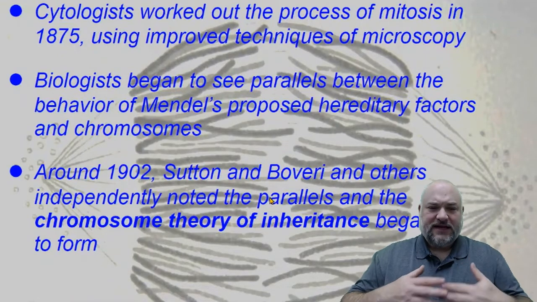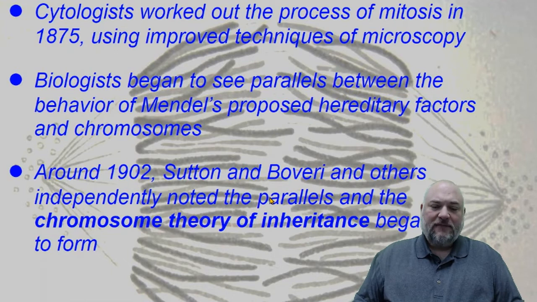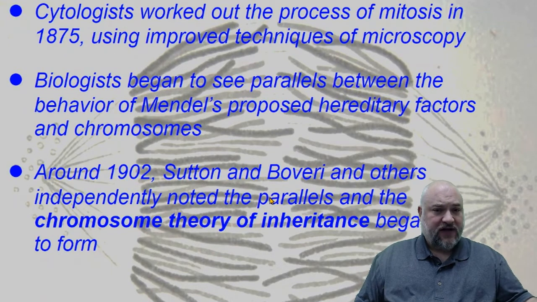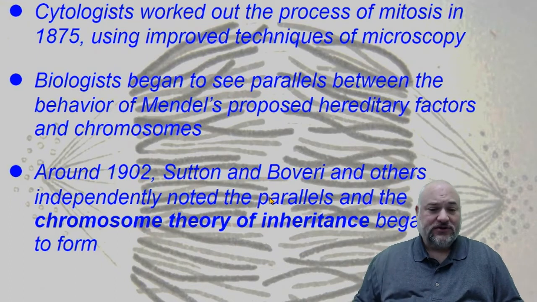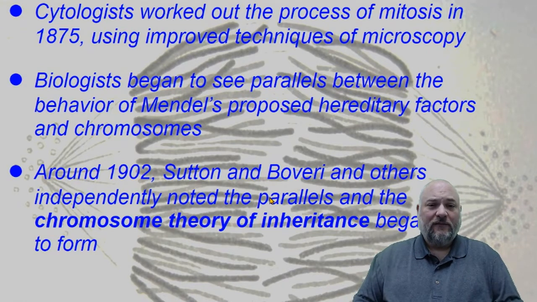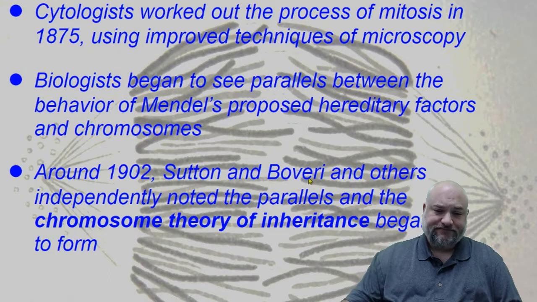And then cytologists worked out the process of mitosis in 1875 using microscopes. Eventually, they got to meiosis. And biologists began to see parallels between the behavior of Mendel's proposed hereditary factors and what we're actually seeing happening in meiosis, which is pretty cool. So they're actually able to connect the two and found some physical evidence for what Mendel predicted would be happening. And so that's where we came up with the chromosome theory of inheritance.